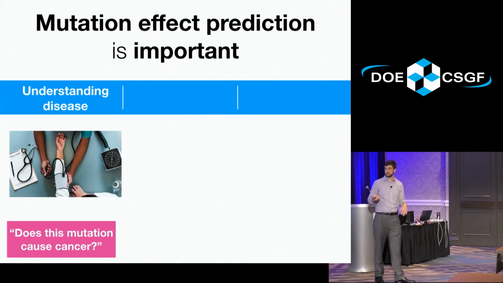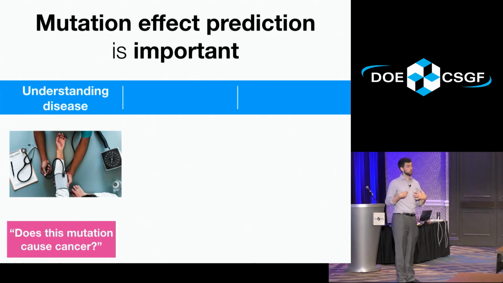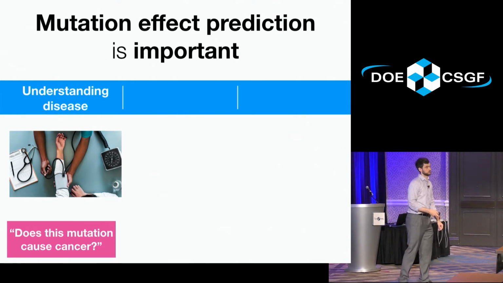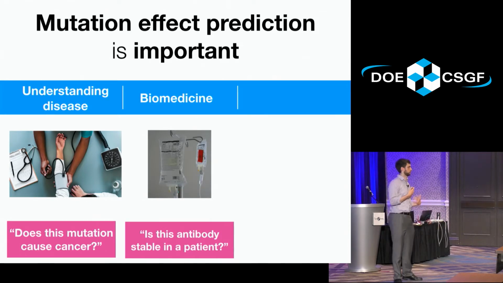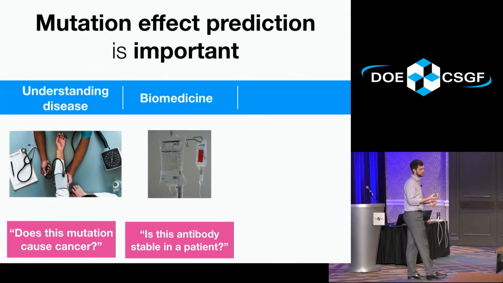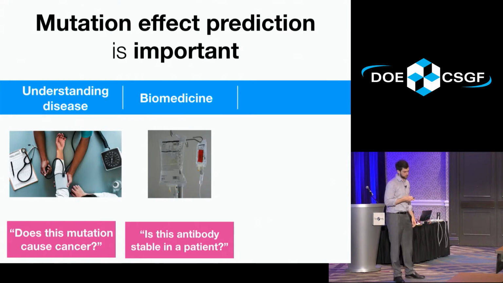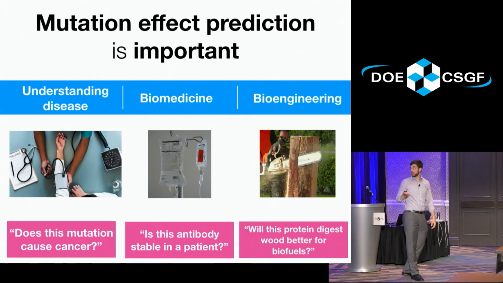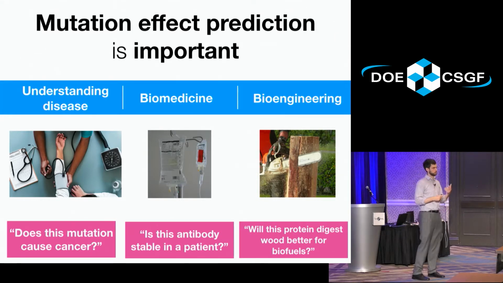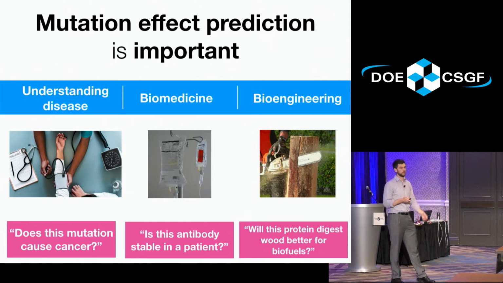So in disease, if a patient walks into a clinic, they're sick, and we want to understand this disease, one might ask the question, is this mutation causing cancer? Say we want to treat this cancer with a biologic, say an antibody or something from the immune system, we might ask, does the sequence of this antibody cause this antibody to be stable in the patient? Say we're trying to start a company, and I'd like to have some protein that digests wood better to make biofuels in some hot reactor. We could ask, will mutations in this protein that digests food make it better or worse?